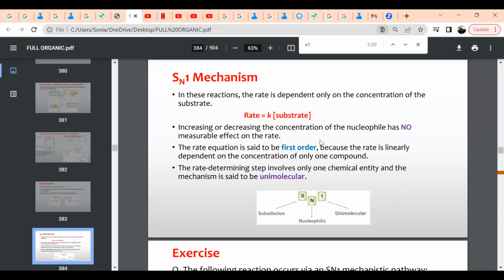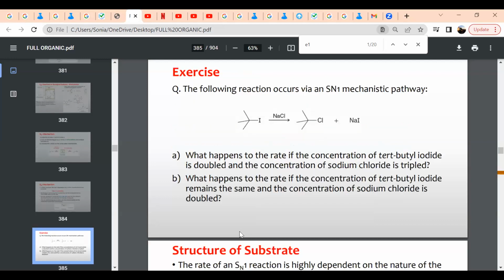The names, we said SN2 depends on the concentration of both the substrate and the nucleophile. This one only depends on the concentration of the substrate. So increasing or decreasing the concentration of the nucleophile has no measurable effect on the rate, and it's first order. It's a first order reaction. So the rate determining step usually involves one chemical entity. And the mechanism is said to be unimolecular. So substitution, nucleophilic, unimolecular.